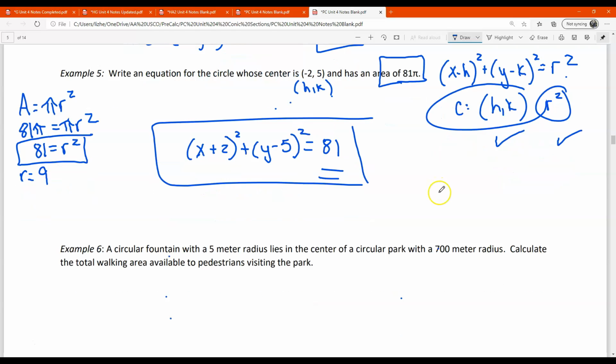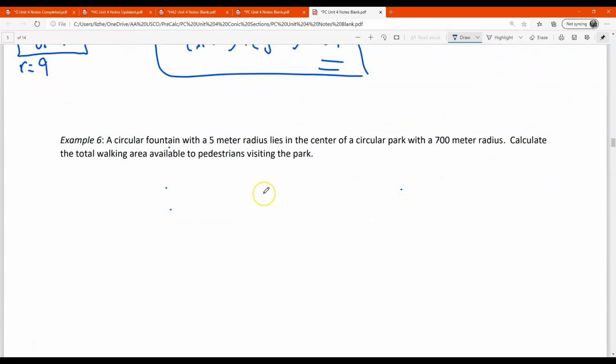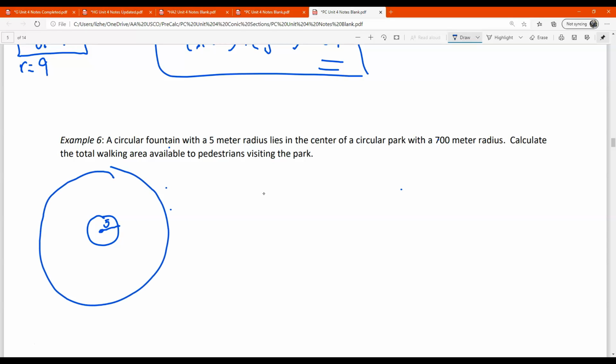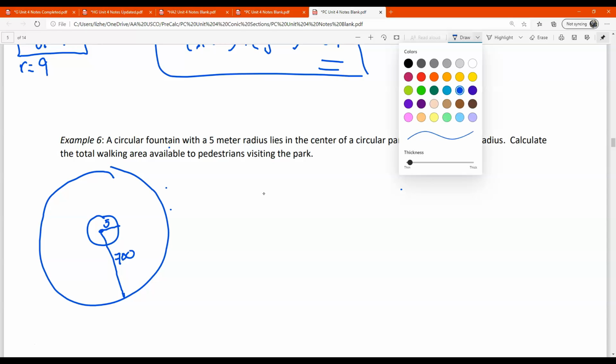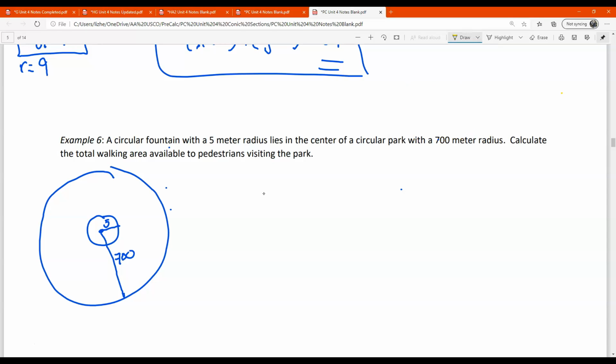Next problem, 6. A circular fountain with a 5-meter radius lies in the center of a circular park with a 700-meter radius. Calculate the total walking area available to pedestrians visiting the park. So we have a circle fountain, this is the radius of 5. We are going to assume that the walking area is all of this.